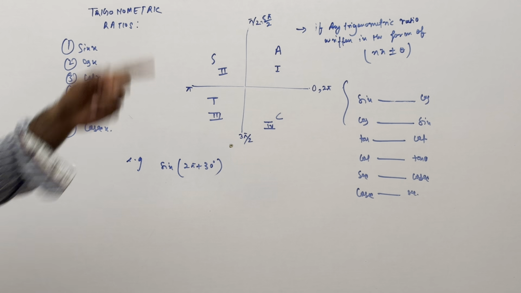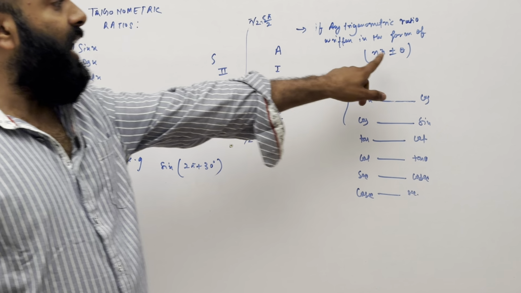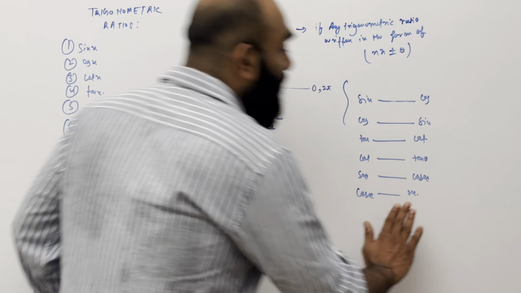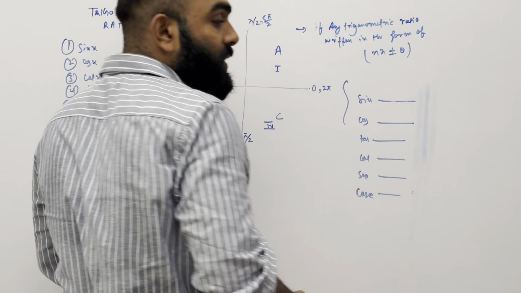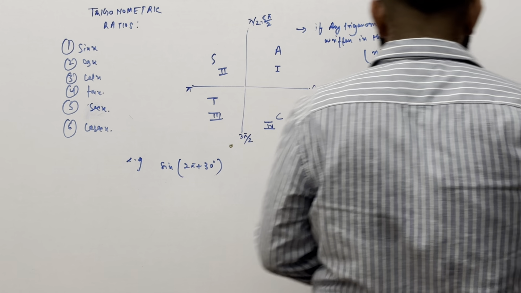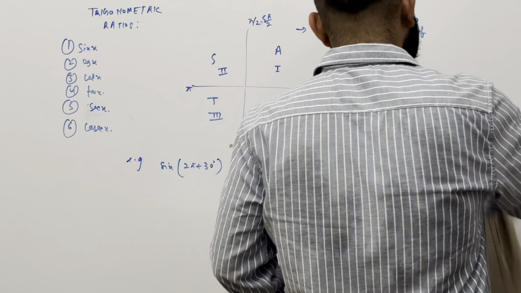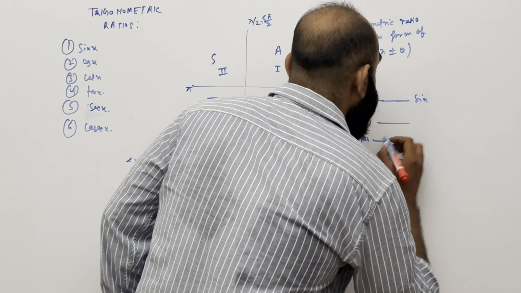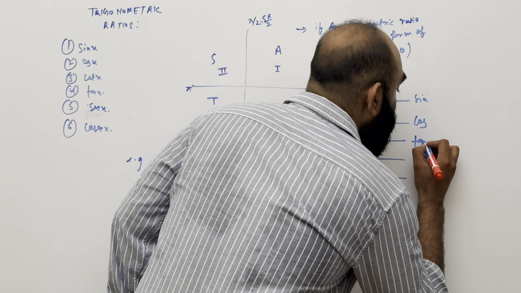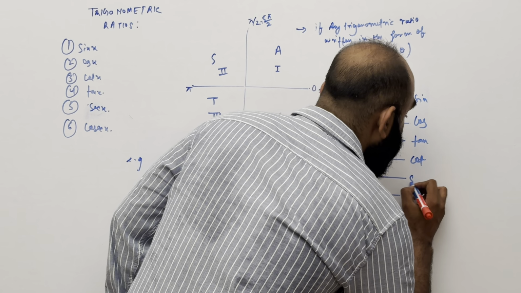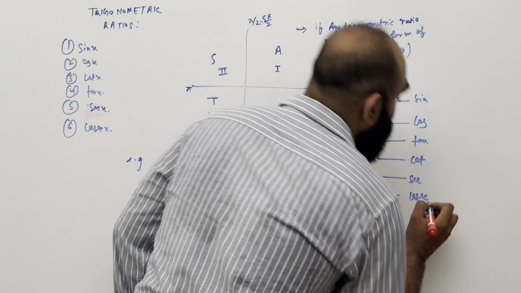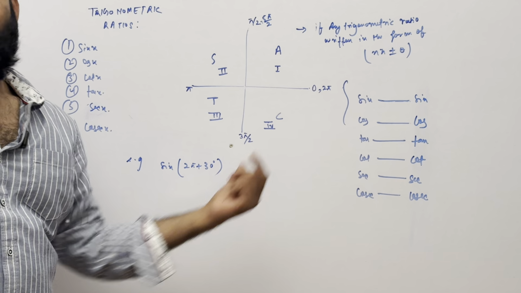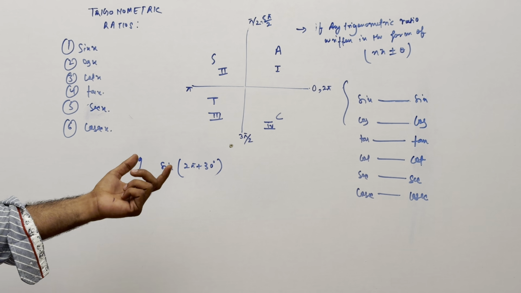Your rule says, if any trigonometric ratio is written in the form of n pi plus minus theta, then sine is going to remain sine only, cos is going to remain cos only, and tan is going to remain tan only. They are not going to change. So sine will remain sine, cos will remain cos, tan will remain tan, cot will remain cot, sec will remain sec, and cosec will remain cosec. Only the thing is that whatever theta is here, the same theta will come. And plus and minus we are going to decide with the rule that I already taught you for the previous one.